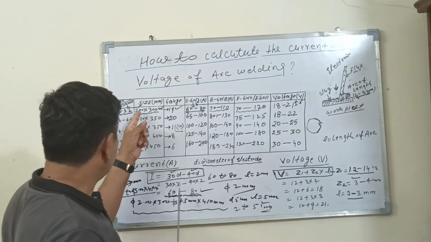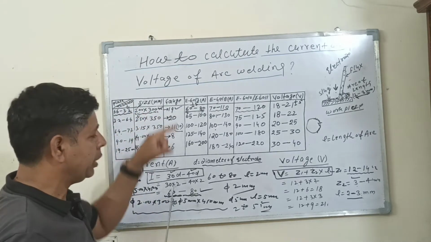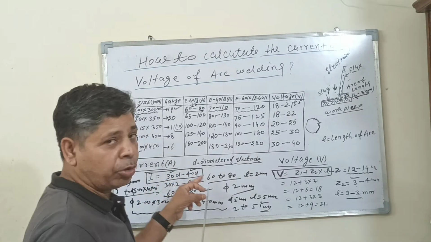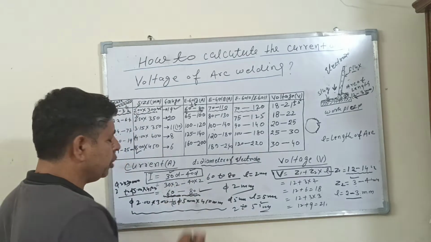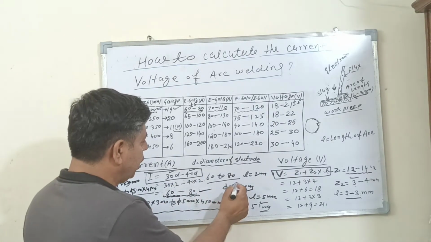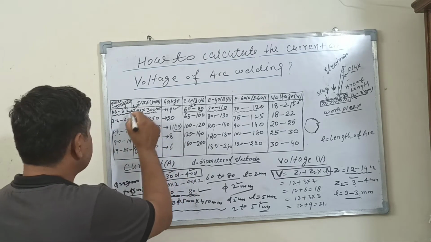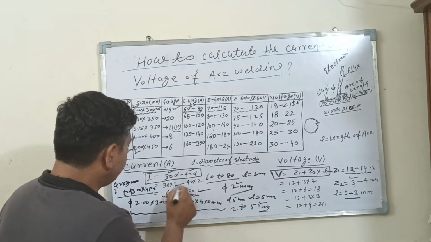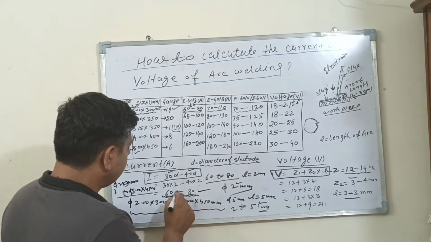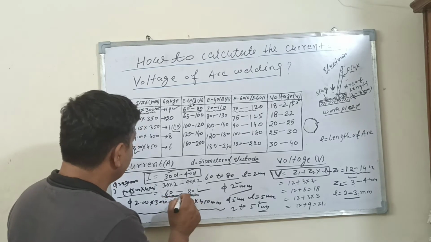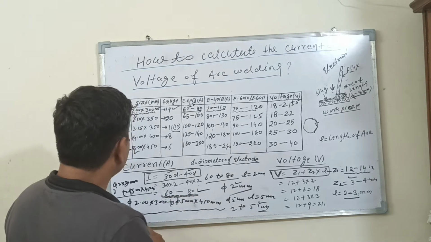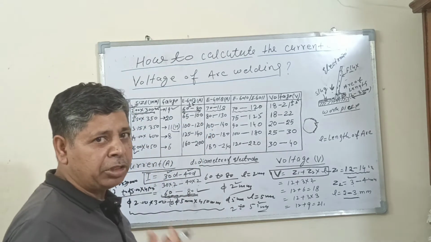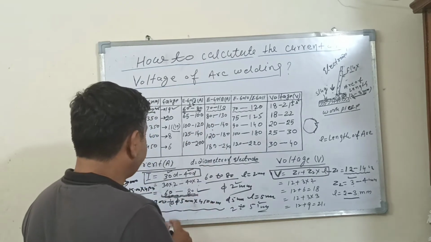Here the electrode diameter used is 19 gauge. Then this formula is used to calculate the current: I is equal to 30D to 40D. So 30 is a constant, 40 is also a constant, and D is the diameter of the electrode. We use the size of the electrode to calculate the current. Put the value of D here: 2 into 30 and 40, so 60 to 80. This range of current is used for this size of electrode, 60 to 80 amperes. The current varies plus or minus 5 ampere.